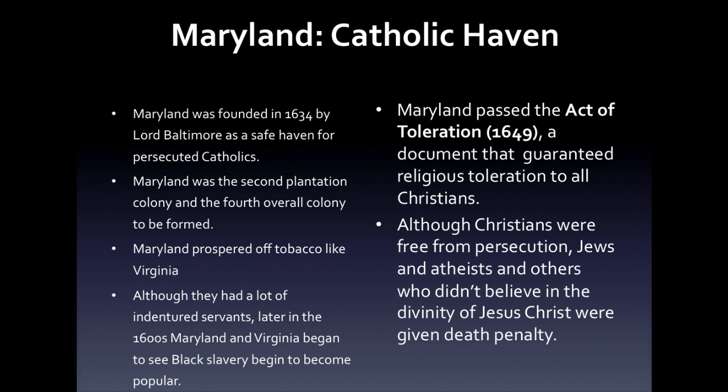Some important things to know about Maryland is the Act of Toleration, which was created in 1649. It was a document that granted religious toleration to all Christians. Now, despite the name, it wasn't that tolerant. Jews and atheists were put to death because they didn't believe in the divinity of Jesus Christ. So, although it claimed to be tolerant, they weren't really. If you were Christian, you were accepted in Maryland, but it was mainly made as a Catholic safe haven.